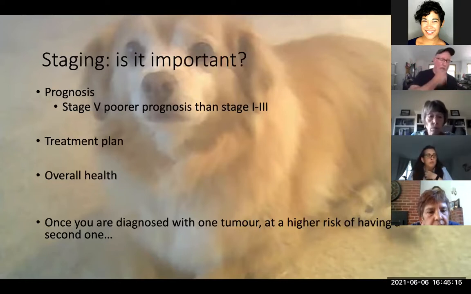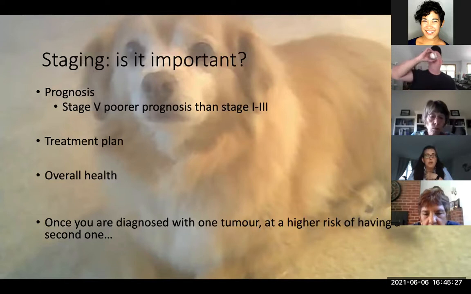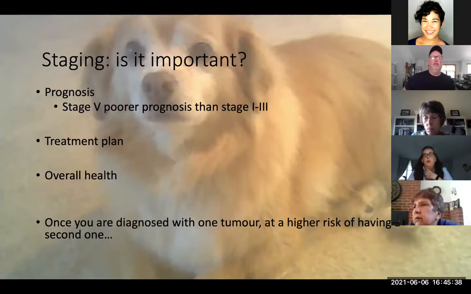So why is it important, in addition to knowing how to help with our treatment plan? We already mentioned, sometimes we find out we've got heart disease or we've got kidney issues. And so overall health of that pet. So many reasons why staging it is so important if you can do it. And the other reason why, it's the first time I'm saying this, is that once you have one tumor in a senior pet, you're at a much higher risk of finding a second one. Whether it be a benign tumor or a malignant tumor, you're at a much higher risk of developing a second tumor.